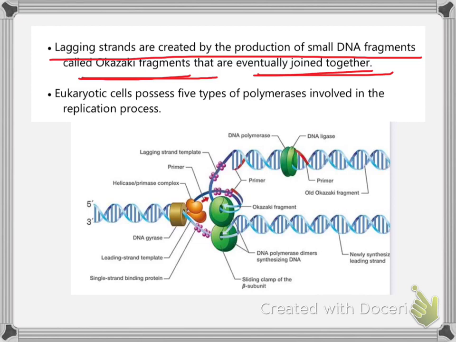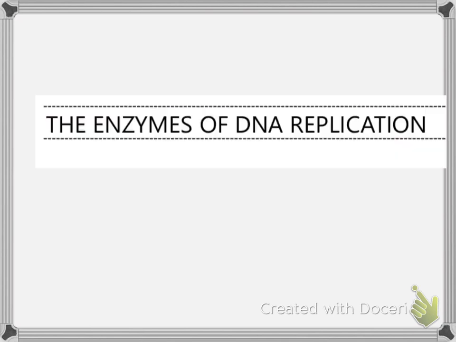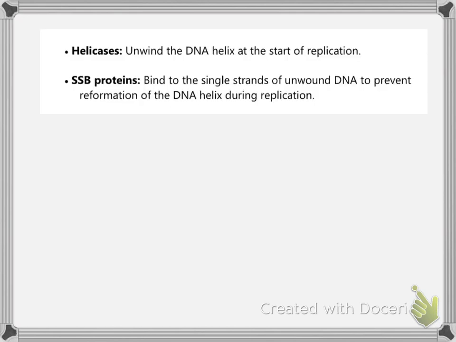And the eukaryotic cell possesses 5 types of polymerases which are involved in the replication process. Now let us discuss what are the enzymes present in the replication process. First one is helicases. Helicases are enzymes that unwind the DNA helix at the start of the replication.